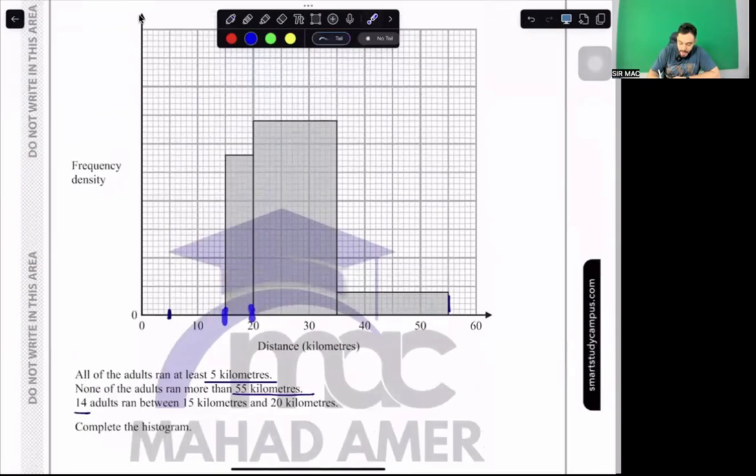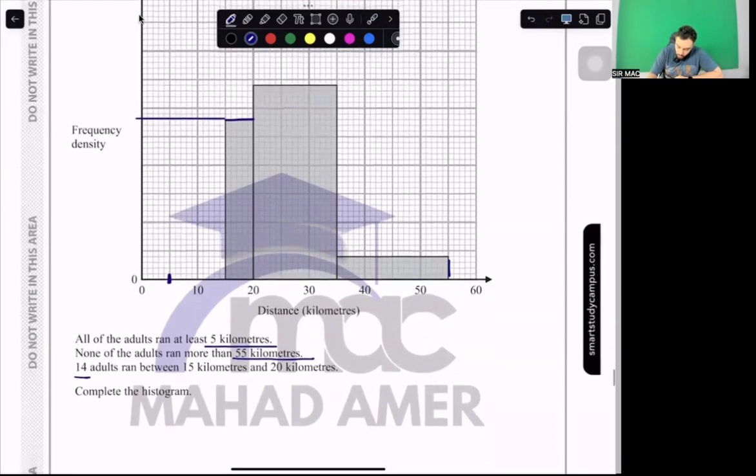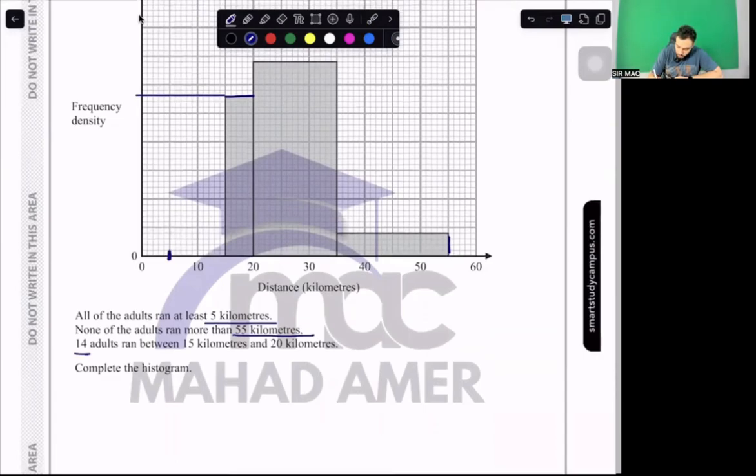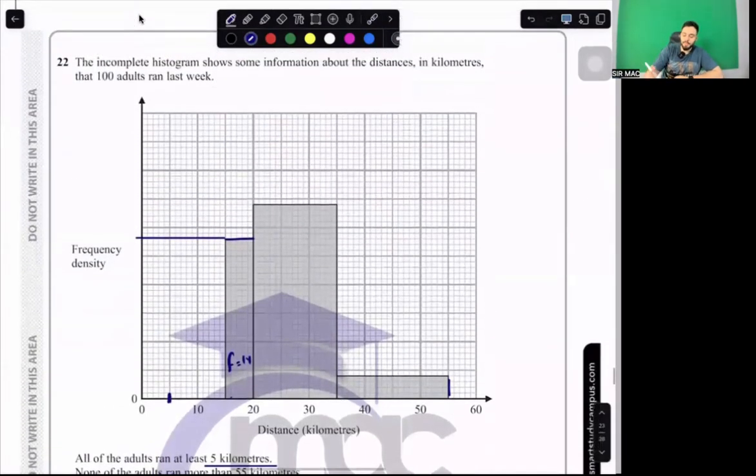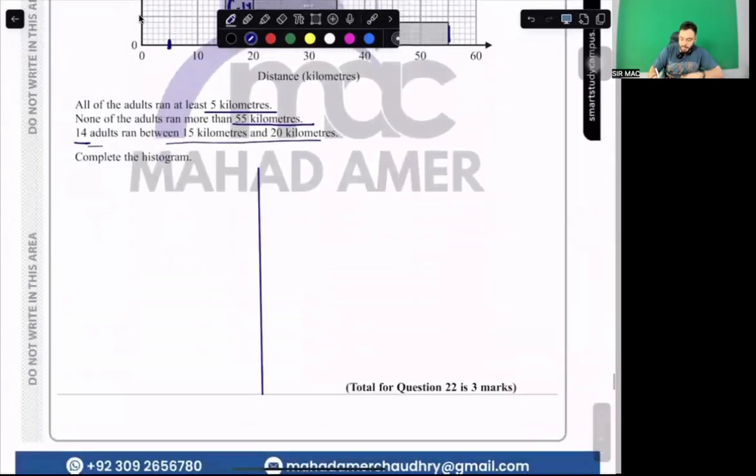So between 15 and 20, you have the frequency density that is... actually, there's no frequency density given. 14 adults ran between 15 and 20 kilometers. The frequency between 15 and 20 is given. That is basically 14. And the class width is also given. We discussed a formula that frequency density is equal to frequency divided by class width.